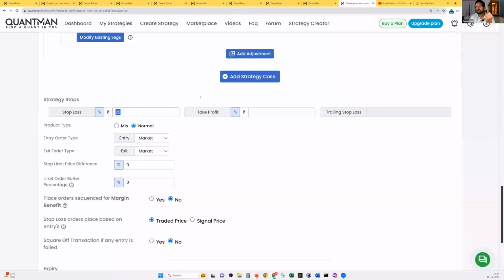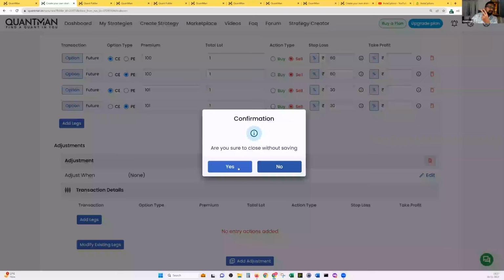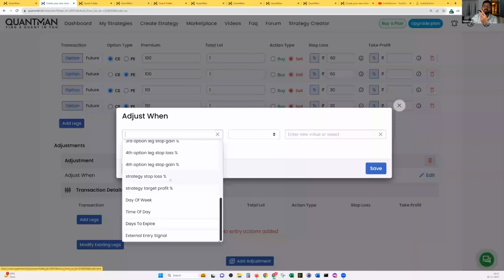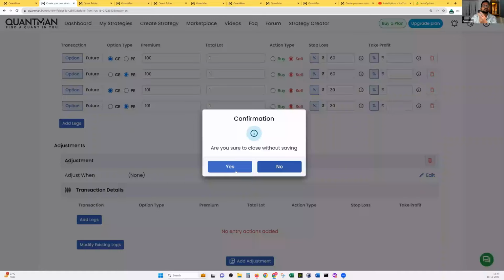See, what is the collected premium? The strategy stop, the strategy gain. There are 2 points that we are trying to discuss: strategy stop loss percentage and strategy target profit. That's what we're trying to learn now. Okay, I just got it.